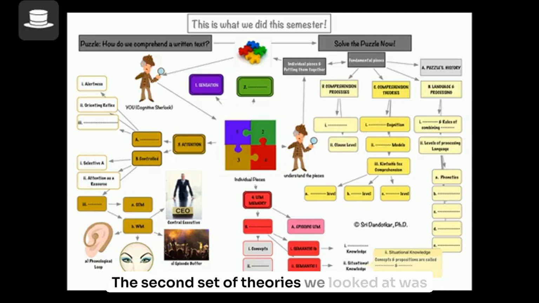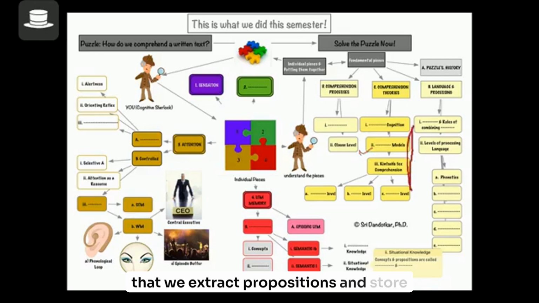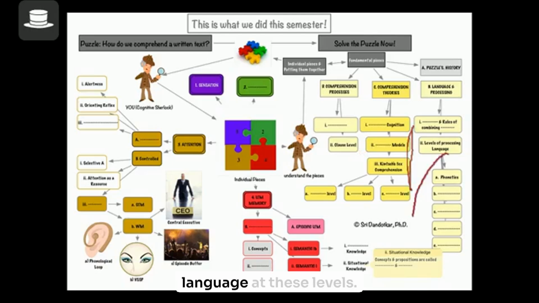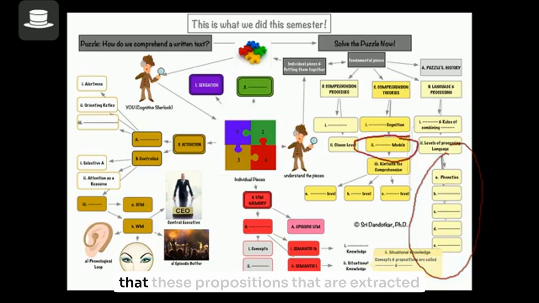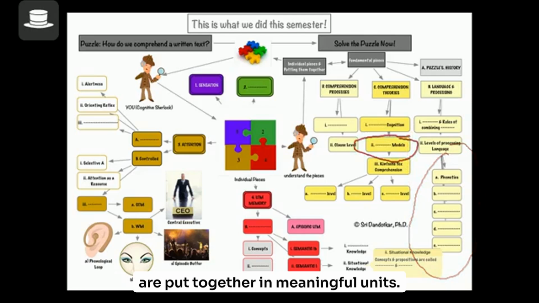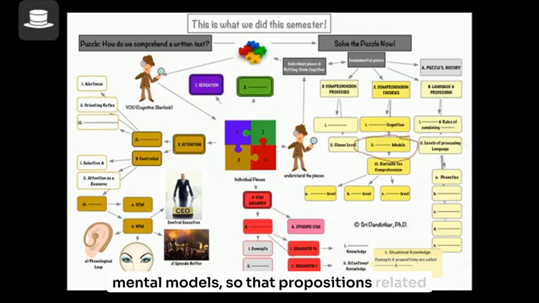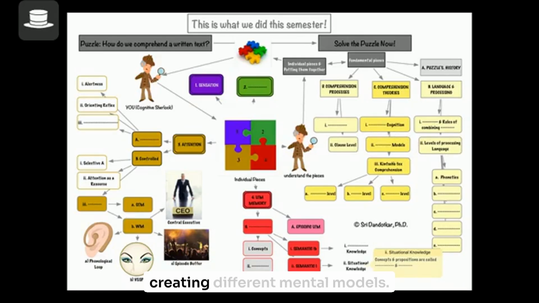The second set of theories we looked at was the mental models, event comprehension theories, which, like most theories, assume that we extract propositions and we store propositions when we read something. And for you to do that, you need to analyze language at these levels. Now, what mental models theory proposes is that these propositions that are extracted are put together in meaningful units. In other words, you form these bubbles or mental models so that propositions related to one event are put together and propositions related to a different event are put in a different bubble, creating different mental models.